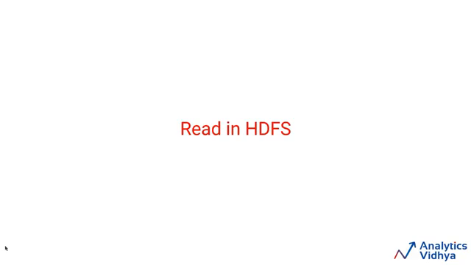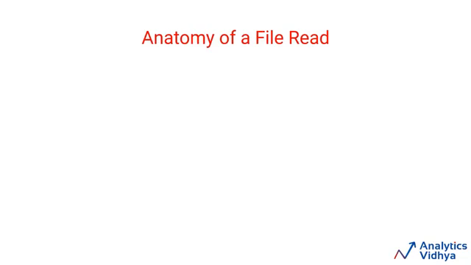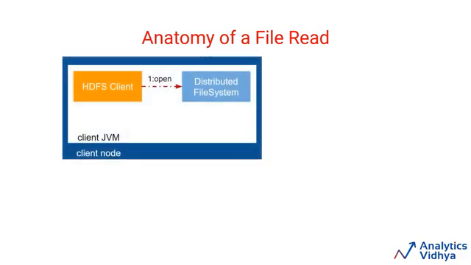Let's begin and understand the steps involved in reading a file from HDFS. To get an idea of how data flows between the client interacting with HDFS, the name node, and the data nodes, let's look at the sequence of events when reading a file. The process begins with the client opening the file that he or she wishes to read by calling the open function on the file system object, which for HDFS is an instance of the distributed file system.